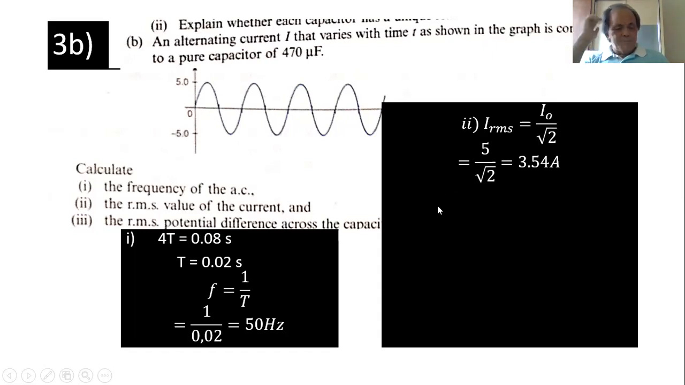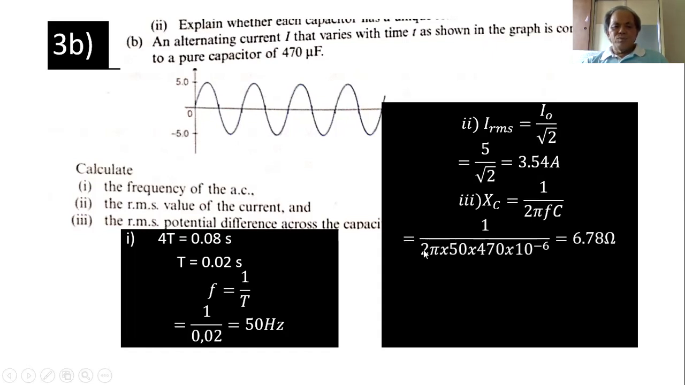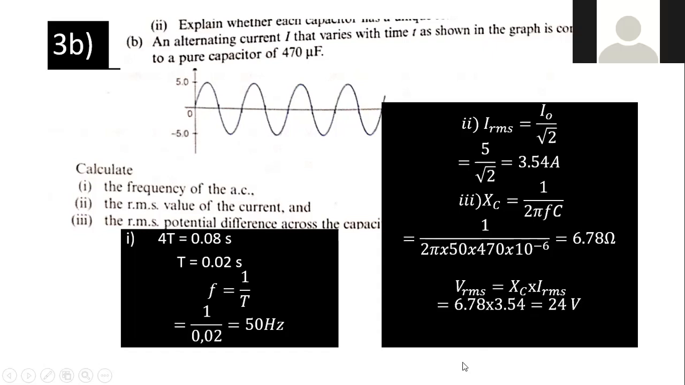And for the root mean square potential difference, you have to calculate the reactance first, or the resistance first. Resistance for a capacitor we call reactance. Put in your value, 2 pi, f is 50. Calculate that out. And then your capacitor, change it to farad. After that, voltage is R times I. R in this case is XC. Put in your value. Calculate out. Can? If can, we will stop here.